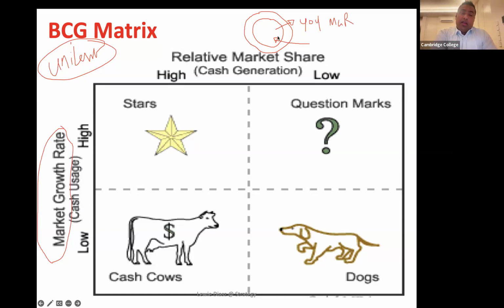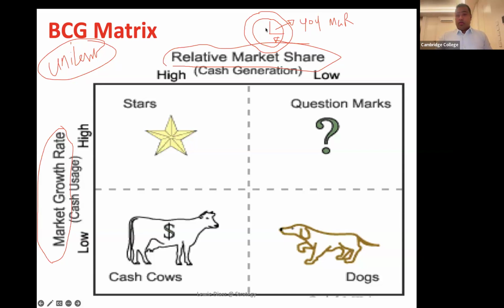Now, you know your sales, right? If the market is 10 billion and you have done 1 billion in sales, you know you have 10% of the market share. That's the second point, relative market share. Relative market share. What is your market share?